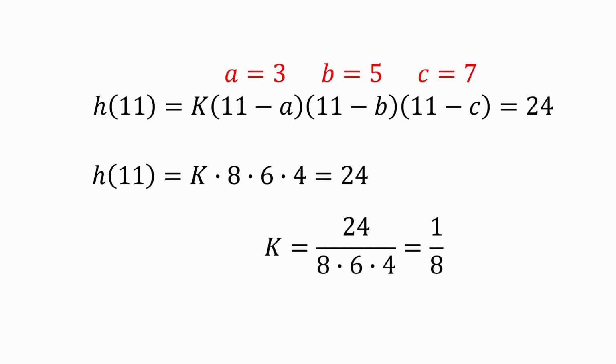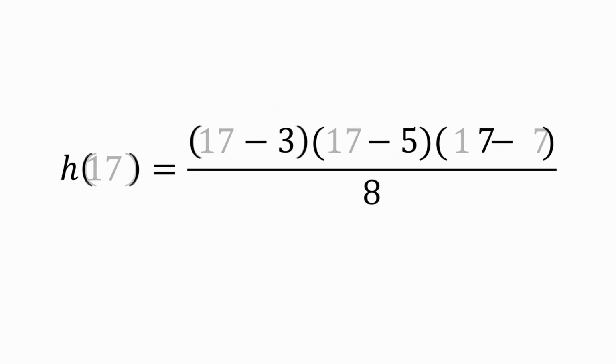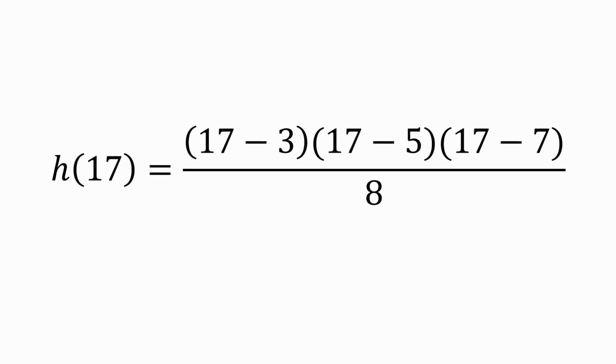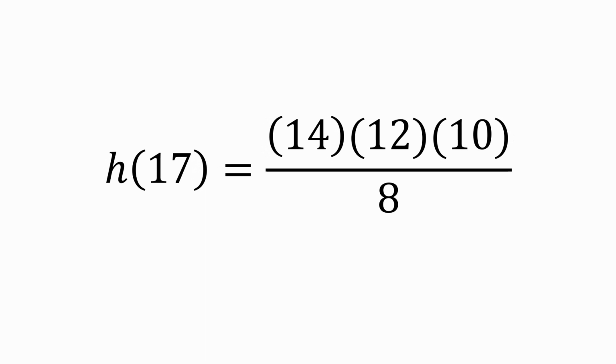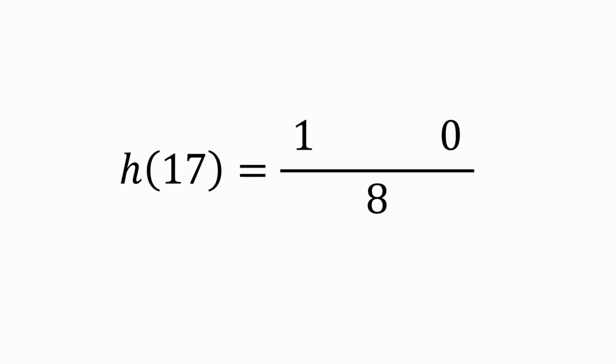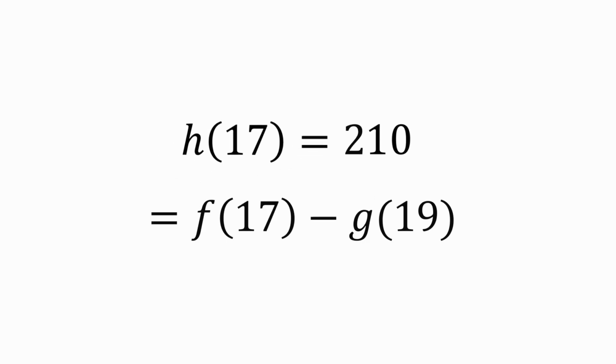And now, h of x is fully defined and operational. So let's plug in 17 to get our answer. That simplifies to 14 times 12 times 10 over 8. We know from the conniving approach that the numerator is 1680. And 1680 over 8 is 210.